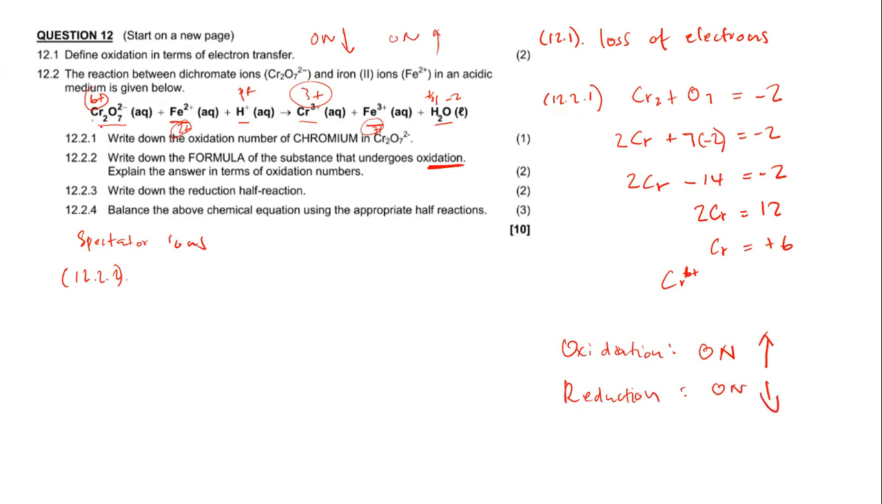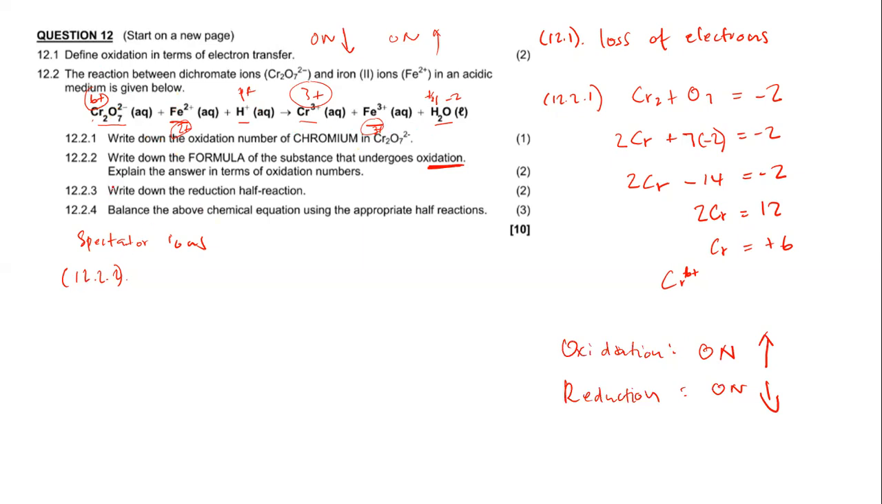So that means chromium ion, the oxidation number is decreasing. That means it is undergoing reduction. Fe, oxidation number, is increasing. That means it is undergoing oxidation. Hence why this reaction is called a redox reaction, or reduction oxidation reaction.